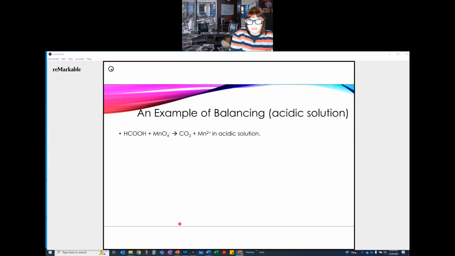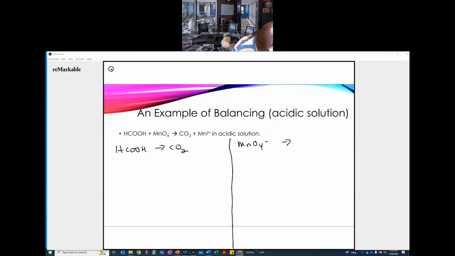So, example of balancing an acidic solution. HCOOH goes to CO2 plus Mn2+, with MnO4- on the reactant side. So, I can go ahead and break this up. HCOOH goes to CO2. Split this in half. MnO4- goes to Mn2+.